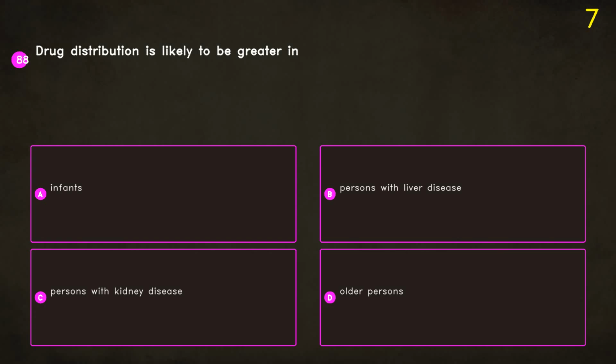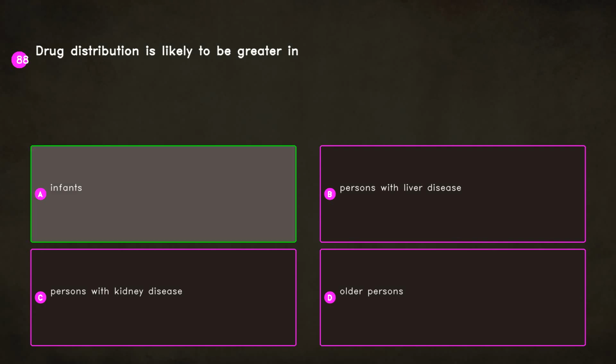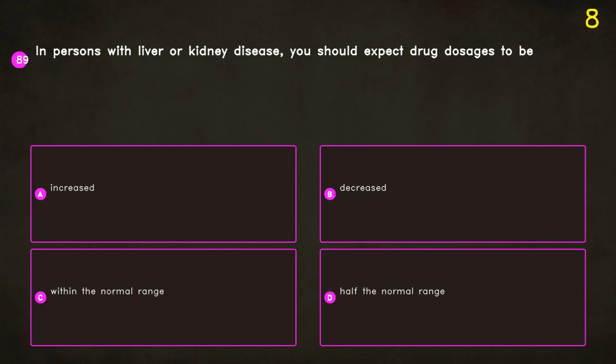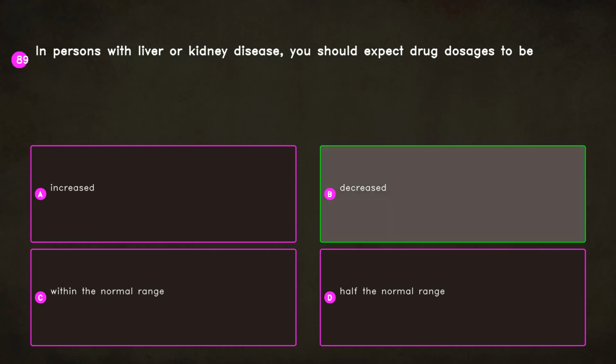Question 88. Drug distribution is likely to be greater in A. infants, B. persons with liver disease, C. persons with kidney disease, D. older persons. The correct answer is infant. Question 89. In persons with liver or kidney disease, you should expect drug dosages to be A. increased, B. decreased, C. within the normal range, D. half the normal range. The correct answer is decreased.